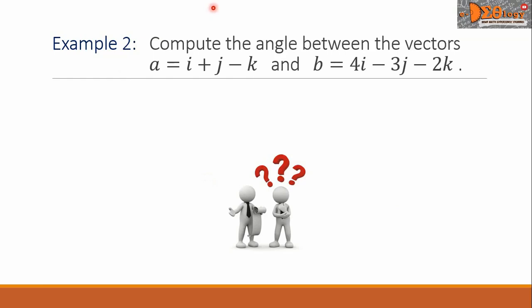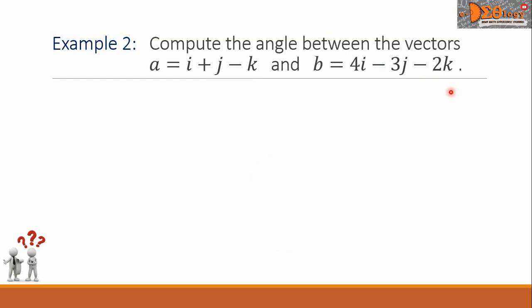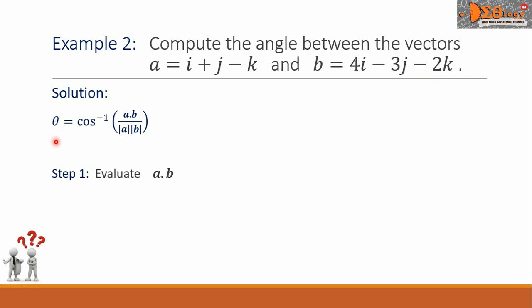Example 2. Compute the angle between the vectors A equals i plus j minus k and B equals 4i minus 3j minus 2k. Let us write our formula for the angle. Then step 1, let us evaluate A dot B using this formula.